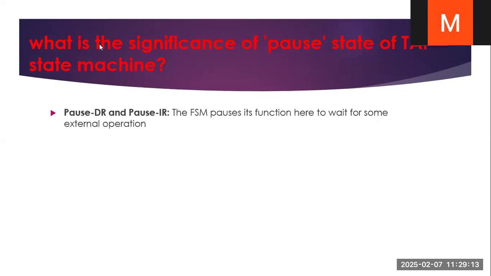Next question is, what is the significance of the pause state of a TAP state machine? So, pause state: Pause-DR and Pause-IR. The FSM pauses its function here to wait for some external operation.